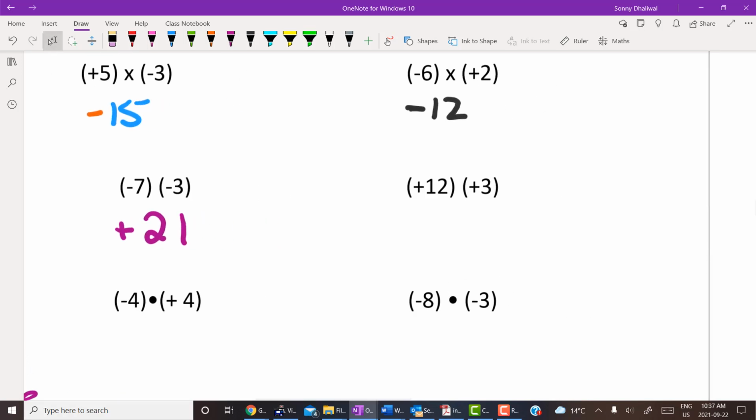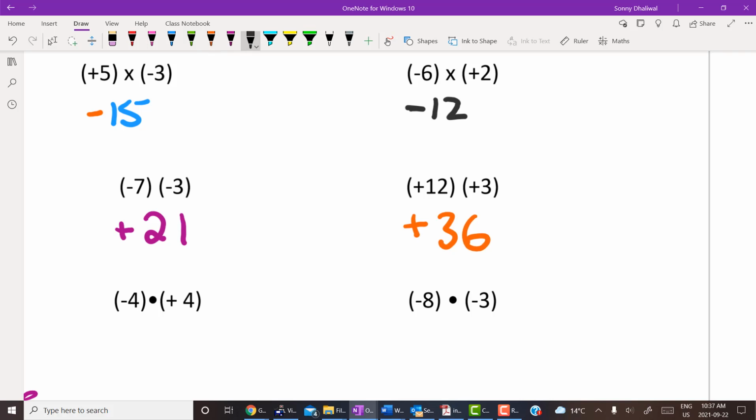Next one to the right here. Final answer, positive or negative? Positive. Thank you, Nicholas. 2 positives make a positive. Multiply the numbers. Adam. 36. Thank you, 36.